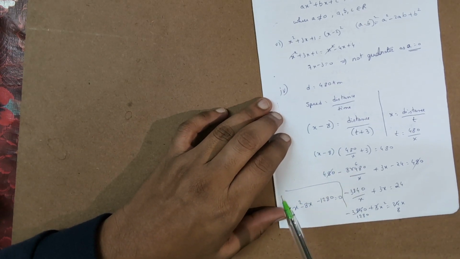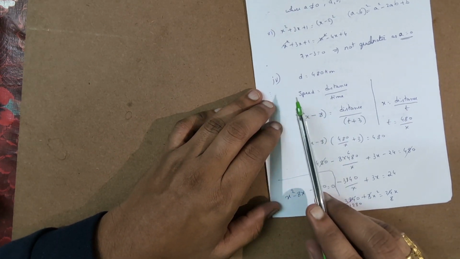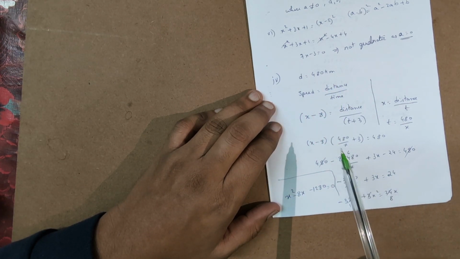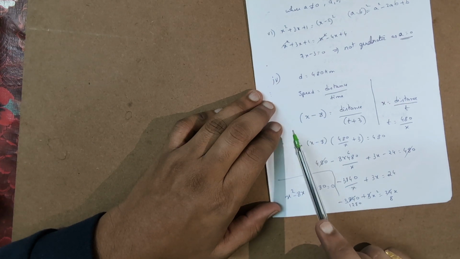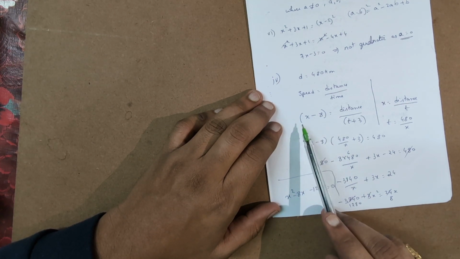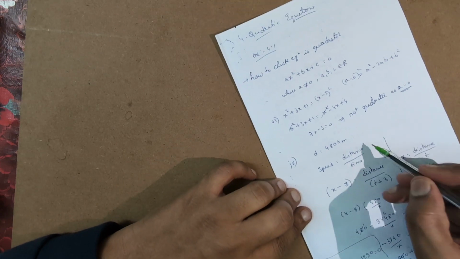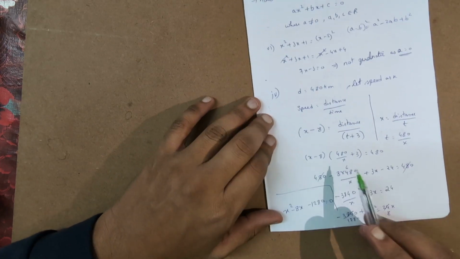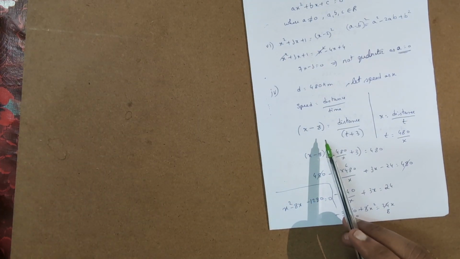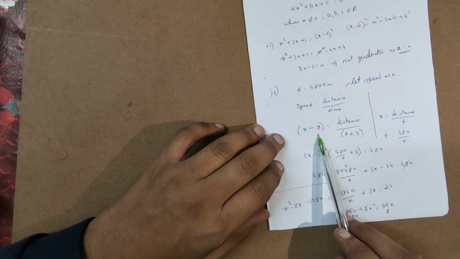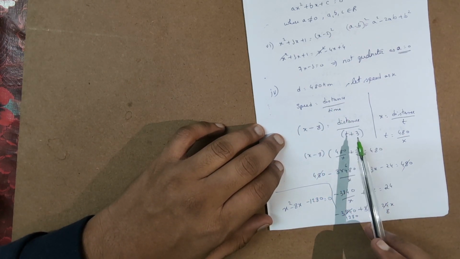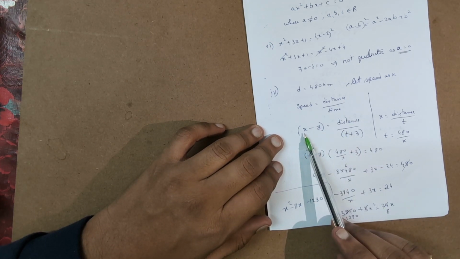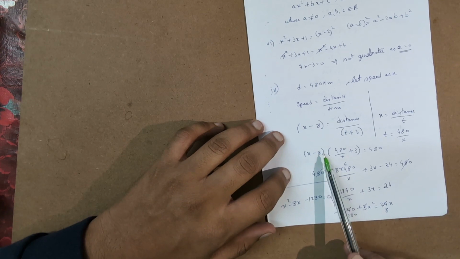Let's go with a practical example, the second type of question. Here they have mentioned distance equal to 480 kilometers. What we know is speed equal to distance by time. They have mentioned that if we reduce the speed by 8, let's consider the speed as x. So if the speed is reduced by 8, then x will become x minus 8, and the distance will be the same. But the time is increased by 3, that is plus 3. So x minus 8 equal to distance by t plus 3.